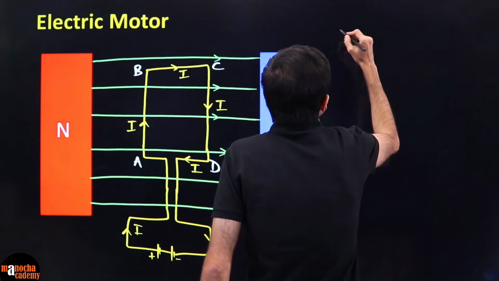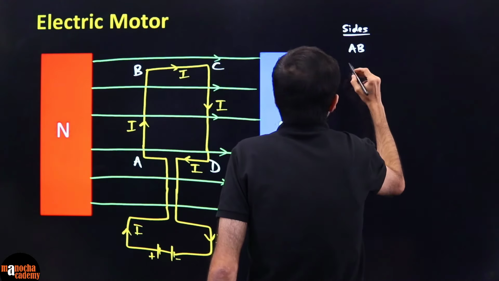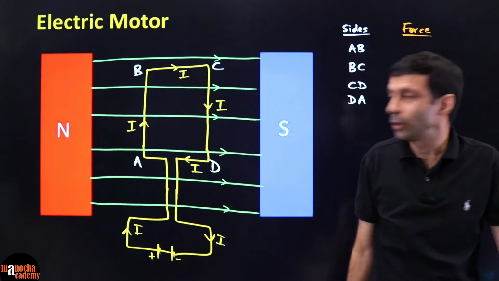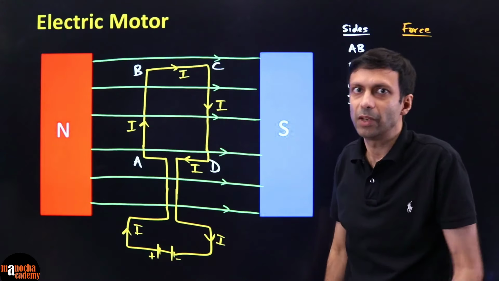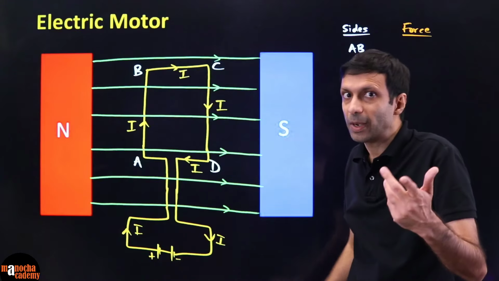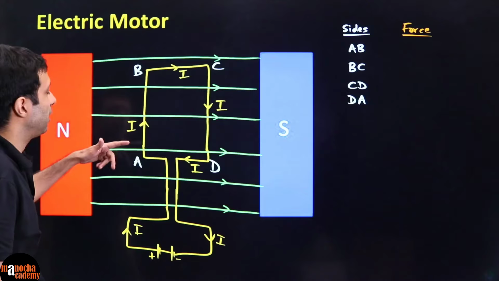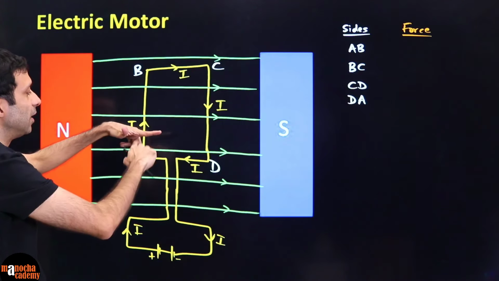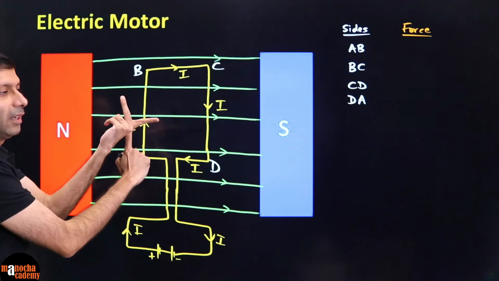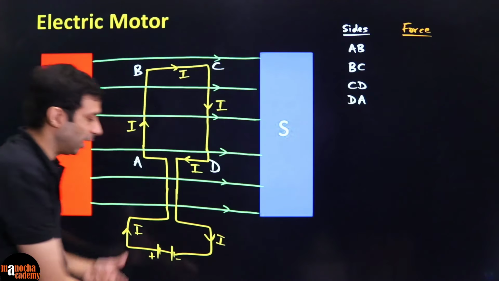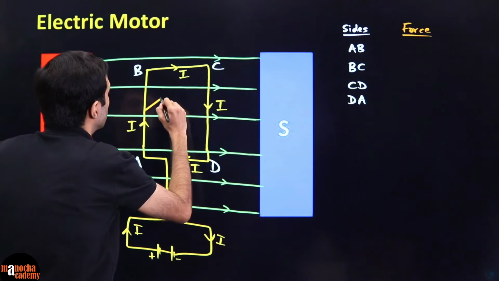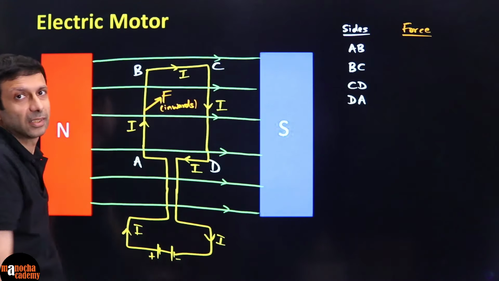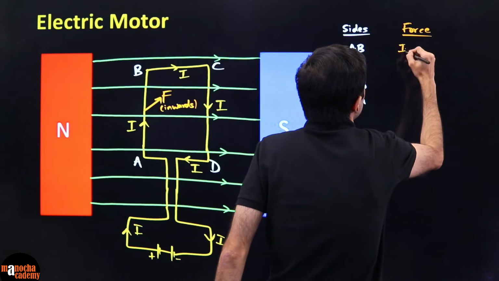So let's look at each side: AB, BC, CD and DA, and talk about the force that they experience. Let's go step by step. AB, what will be the direction of force on AB? Will it experience a force? You can see AB is perpendicular to the magnetic field, so maximum force. Again, we're going to use Fleming's left hand rule, with the magnetic field north to south. Four fingers along the magnetic field, center finger along the direction of current, so I'm going to turn it up like that, and clearly the thumb is pointing inwards. So for AB the force is going to be inwards.